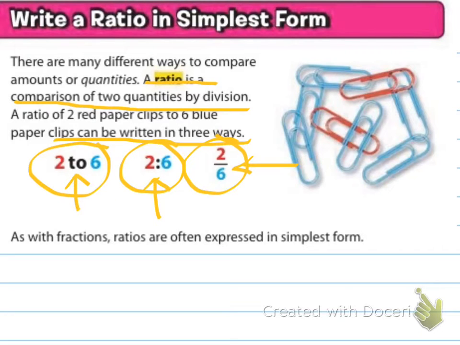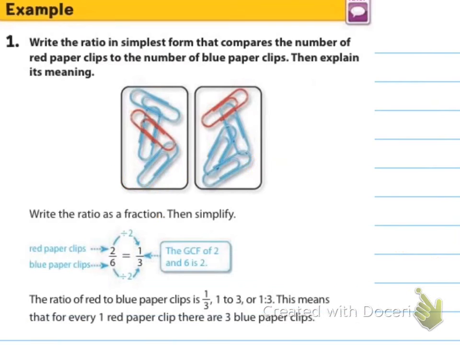Alright, so as with fractions, ratios are often expressed in simplest form. If you have a problem where it's 2 over 6, you should be able to simplify that like you would a fraction and make it 1 over 3 by dividing the top and the bottom by 2, and 1 to 3 would be your new ratio. And that's a simplified ratio. You should always simplify your ratios, unless it's asking you for equivalent ratios, which we'll do in a couple days.